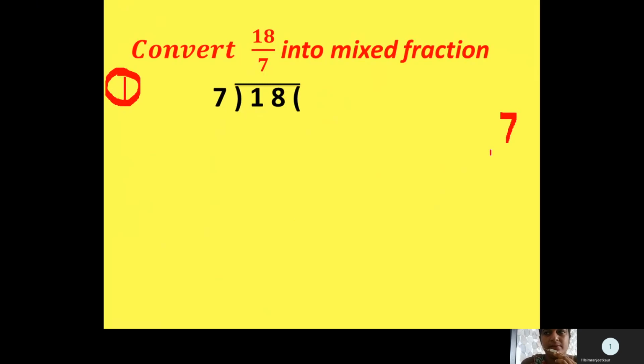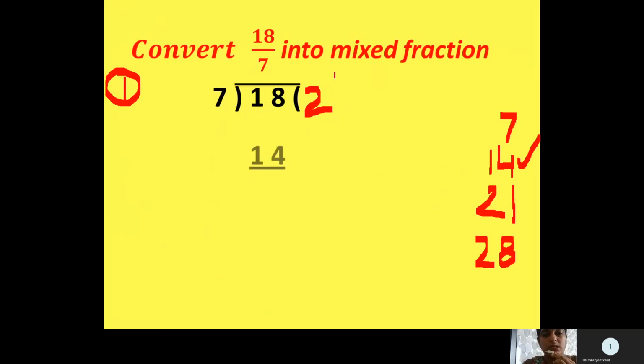So 7 ones are 7, 7 twos are 14, 7 threes are 21, 7 fours are 28. Now on table of 7, we find that 14 is less than 18. So we will take this 14. Now 7 twos are 14. Now we subtract this 4 from 8. Now after subtraction, we get 8 minus 4 is 4 and 1 minus 1 is 0.